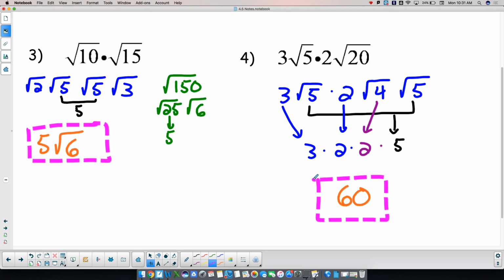If I would have just straight up multiplied outsides with outsides, that would have given me 6 times the square root of 100. The square root of 100 is 10, so this would have been 6 times 10, which gives me 60. Again, either way, don't care as long as we get to 60.